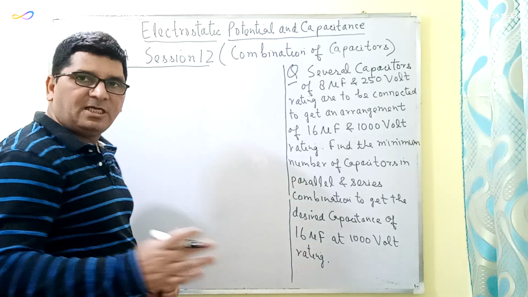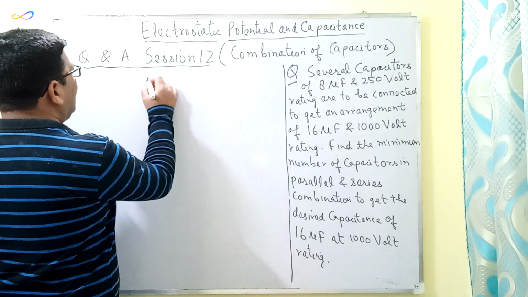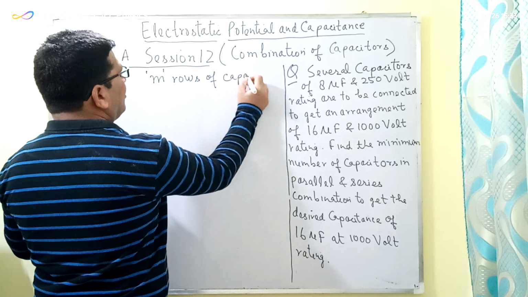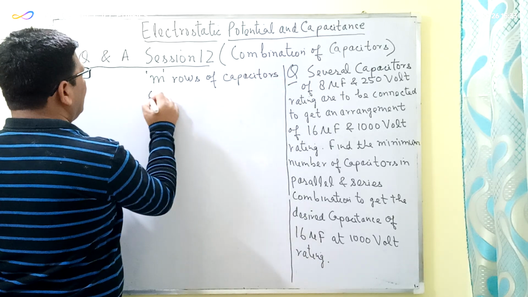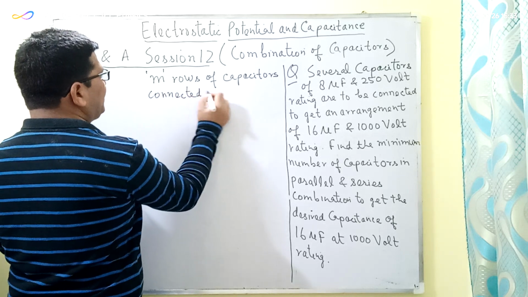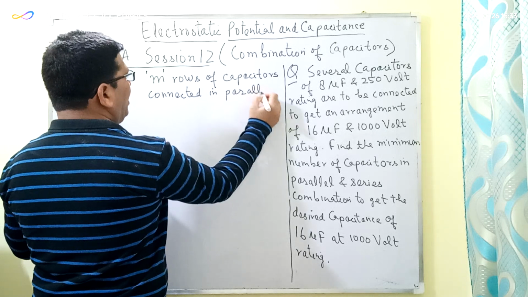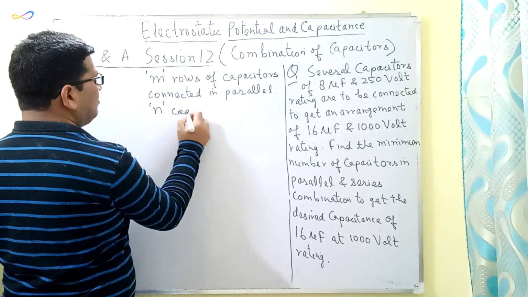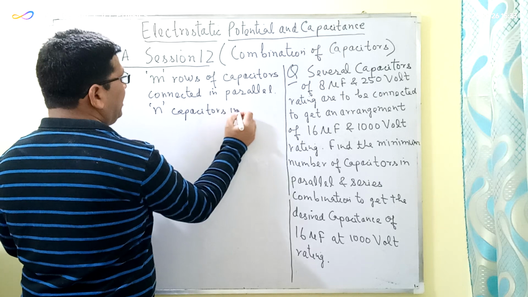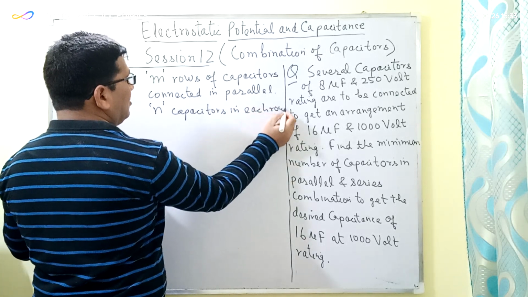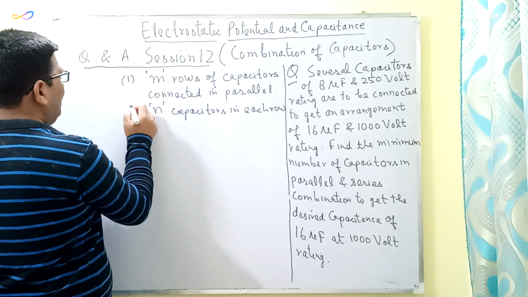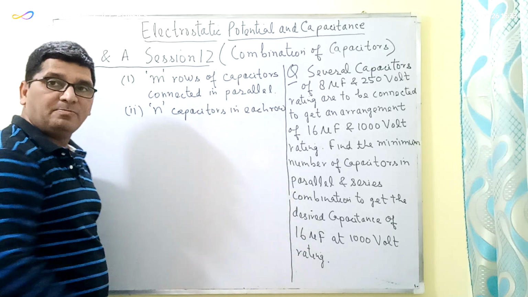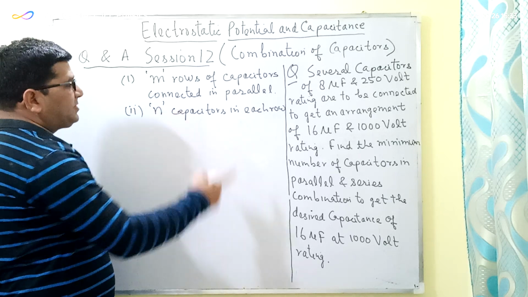So let us consider that there are m rows of capacitors connected in parallel, first thing. Second point, let us consider that there are n capacitors in each row. So this is the first important point, and this is the second point, that I am considering that there are m rows of capacitors which are connected in parallel to each other, and there are n capacitors in each row.